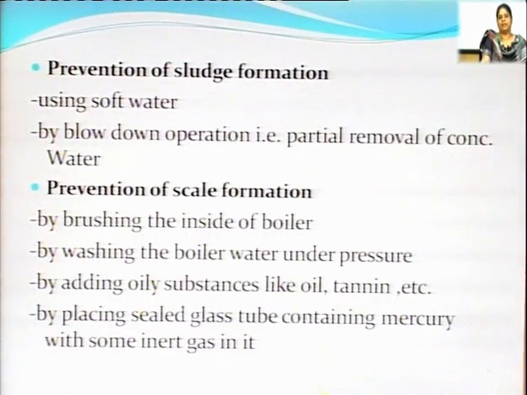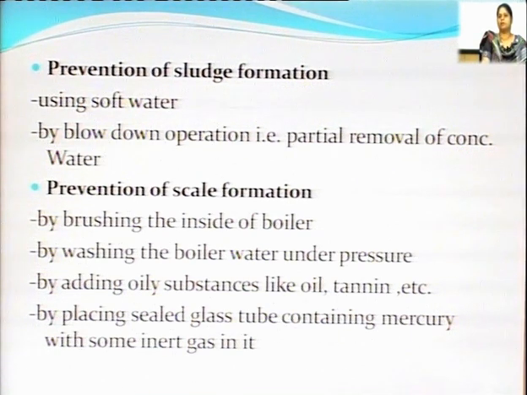Now, how can we prevent sludge and scale formation? Sludge formation can be prevented by using soft water and by blow down operation. Now, what is this blow down operation? This is a partial removal of concentrated water, meaning the water which has already dissolved salts, a saturated solution of the various salts. That is removed partially and fresh water is fed into the boiler. It will prevent sludge formation to some extent.